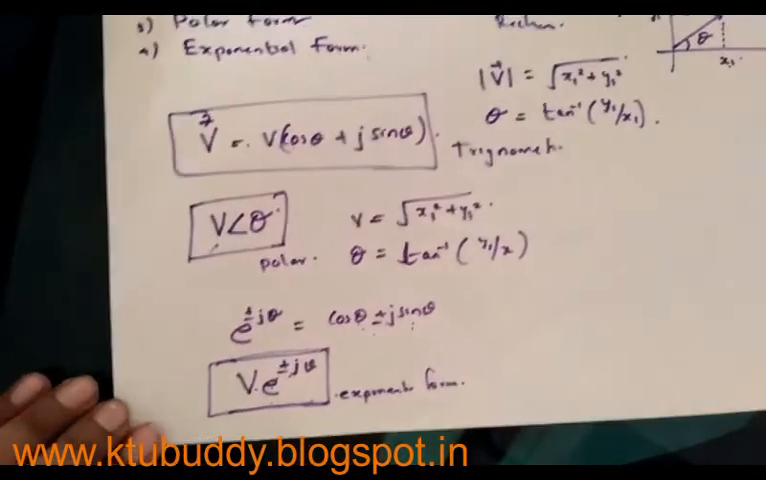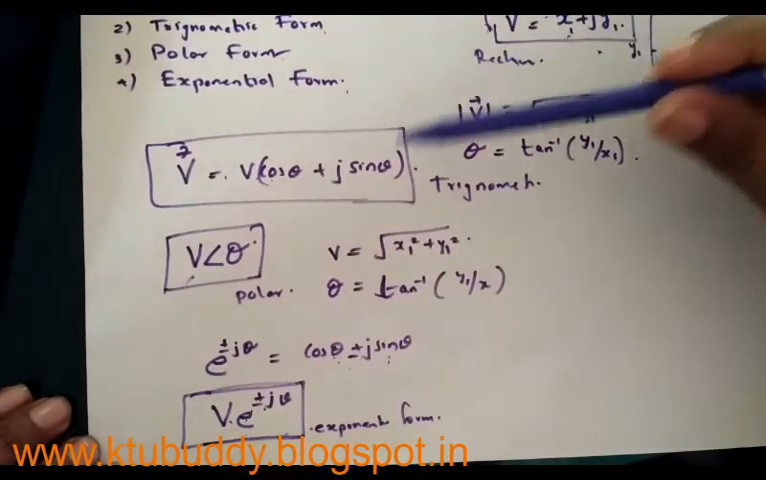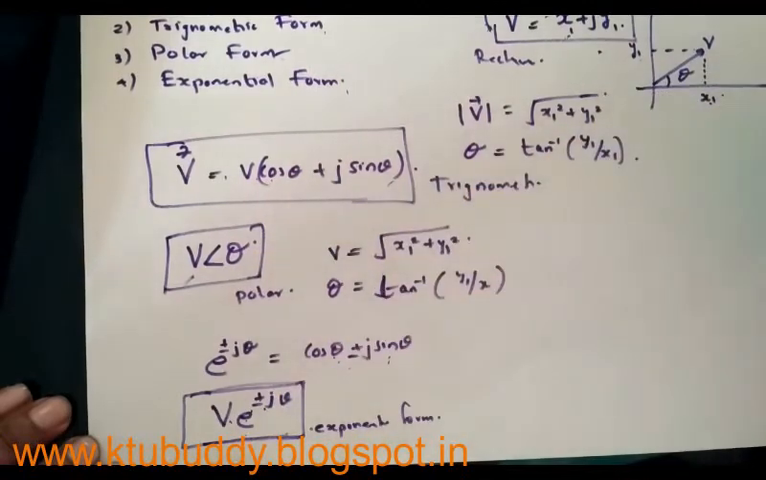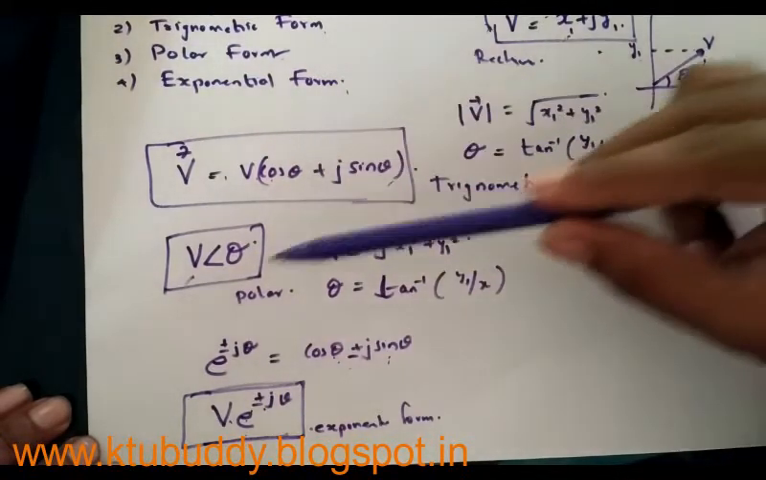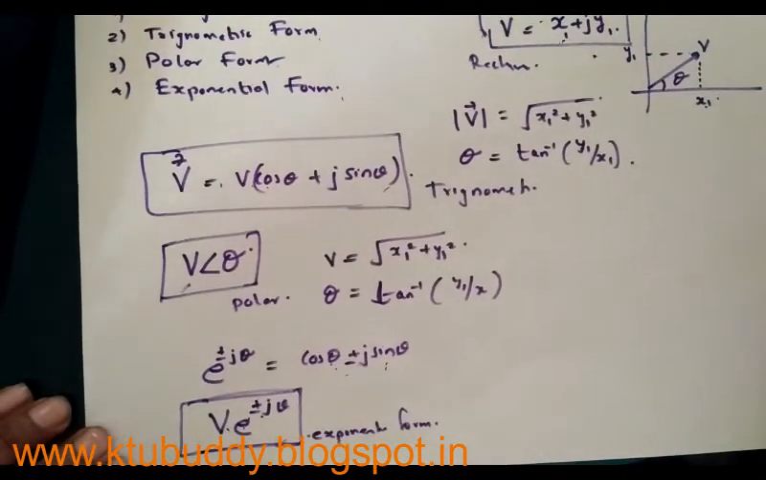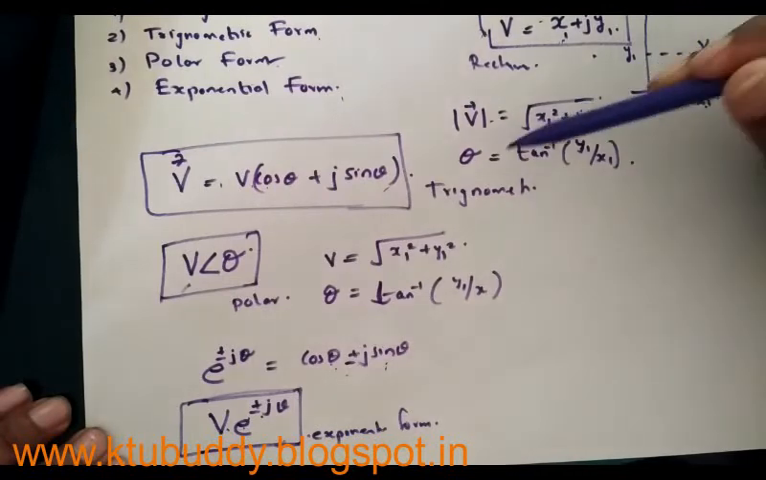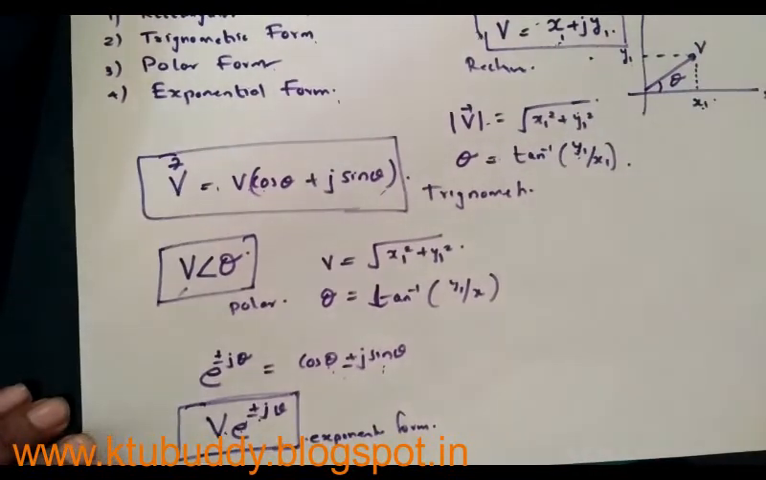So these are the representations: rectangular form, trigonometric form, polar form and exponential form. And we can simply convert polar form into rectangular form and rectangular form into polar form by using calculators, or simply using the expressions. Magnitude is given by this expression and phase or theta is given by this expression.